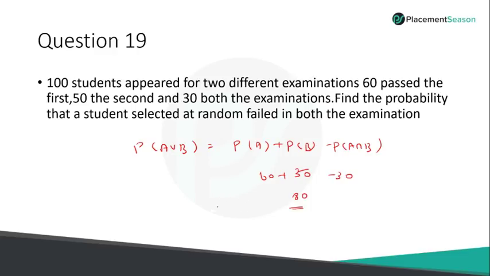So failed both exams, they're asking both failed, right? So 80 passed means balance 20 by 100. So 1 by 5 failed both. Out of 5, 1 failed in both examinations. So this is the answer.